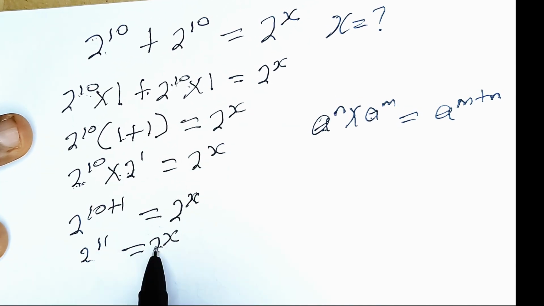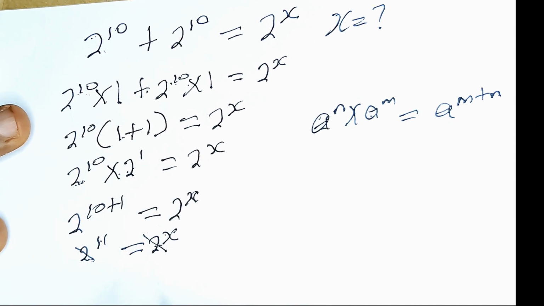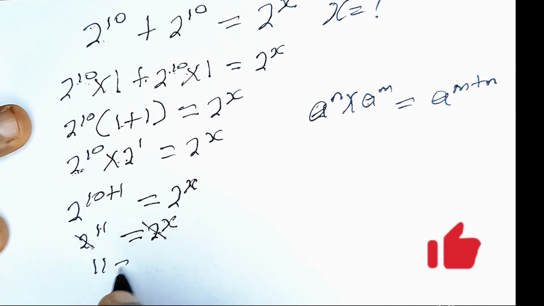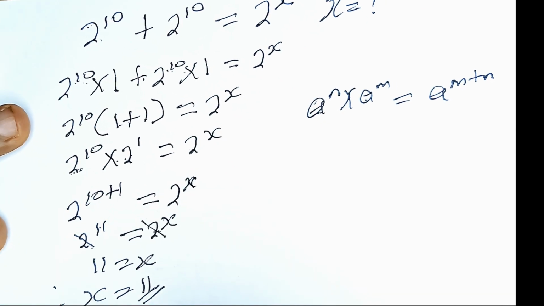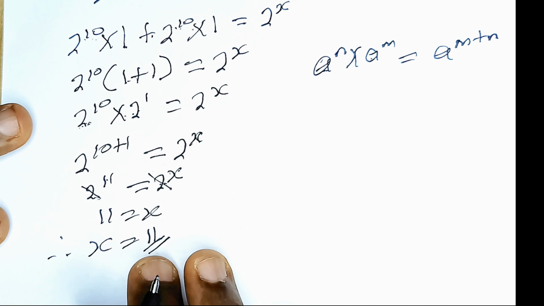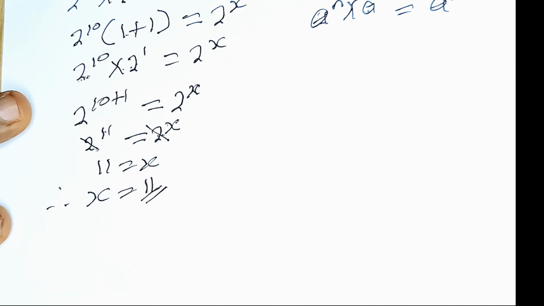Now, similar bases, so we can now equate the powers. So this cancels this. Therefore, you can see 11 is x. Therefore, our x is equal to 11. That's the answer. So this is the first method. The second method is the use of logarithm. Using logarithm to solve it.